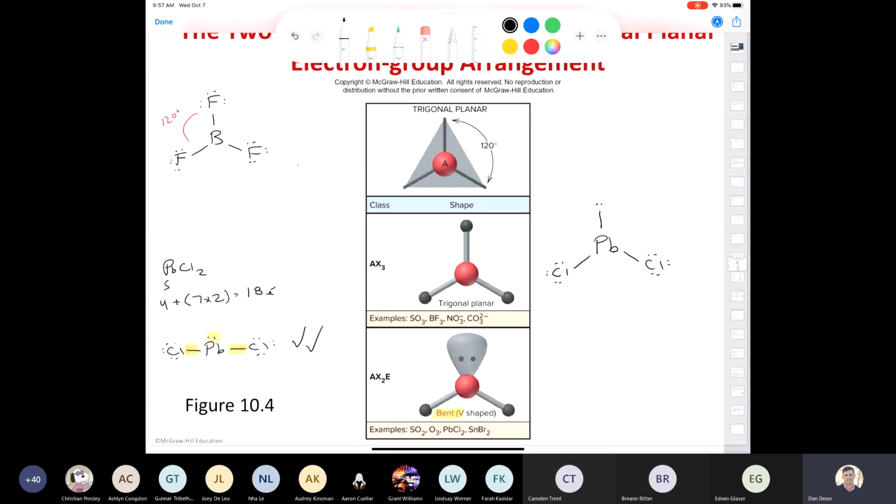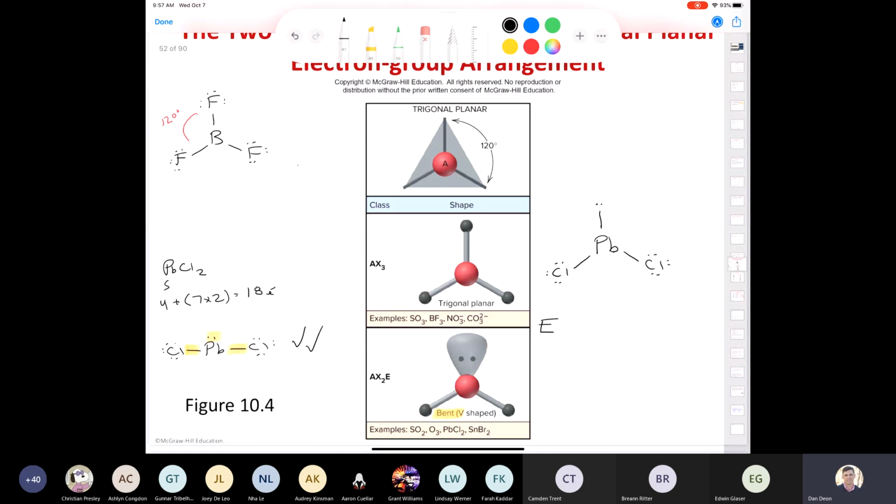Okay, how many regions of electron density do we have? I've said this like 6 times already. There are 3 of them. So that means that lone pair and those 2 bonds are going to try to get as far away from each other as possible. Now, the question is, is the bond angle going to be exactly 120 degrees? Probably not. And in terms of electron geometry and molecular geometry, we need to clarify what it is.